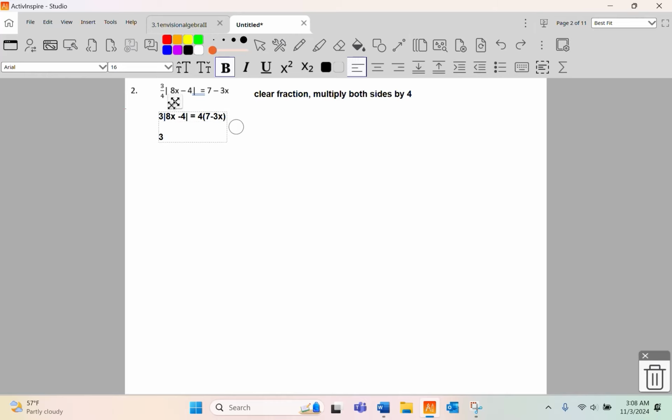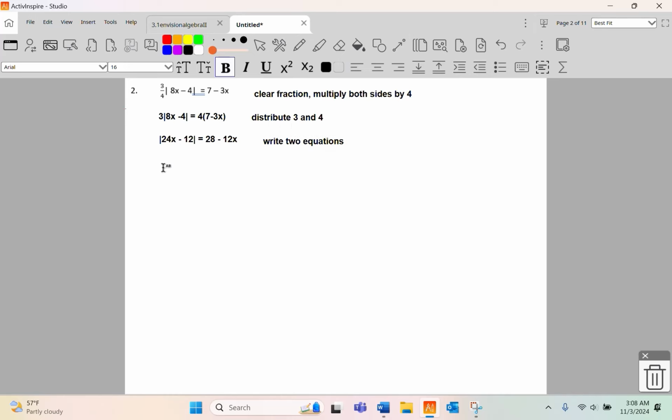And let's see here. We can also, at this point in time, distribute the 3 and the 4. So distribute the 3 on the left. We'd have the absolute value of 24x minus 12. Because you can distribute into absolute value. That'd be equal to 28 minus 12x. All right, what do we do here? We're going to write two equations.